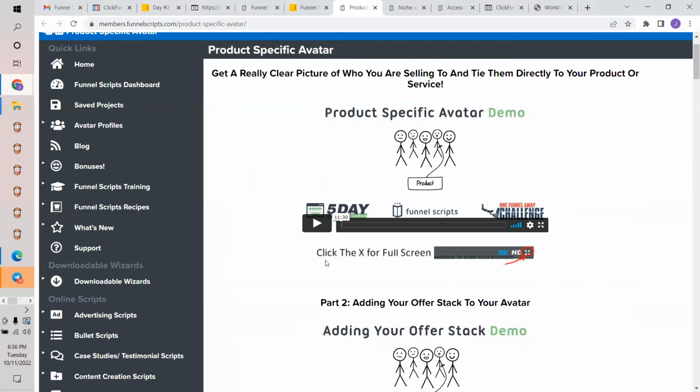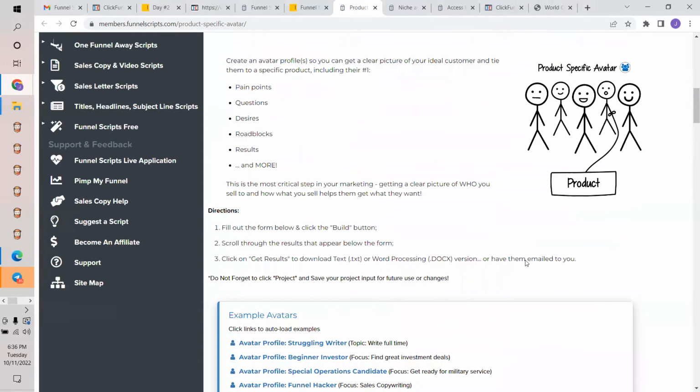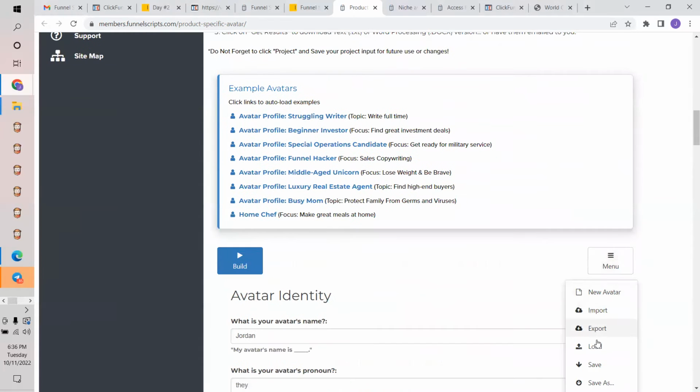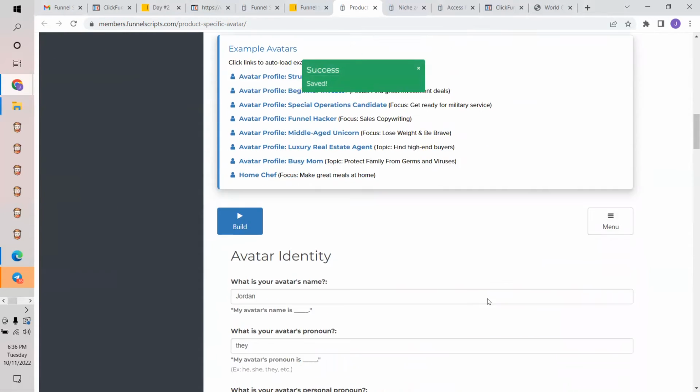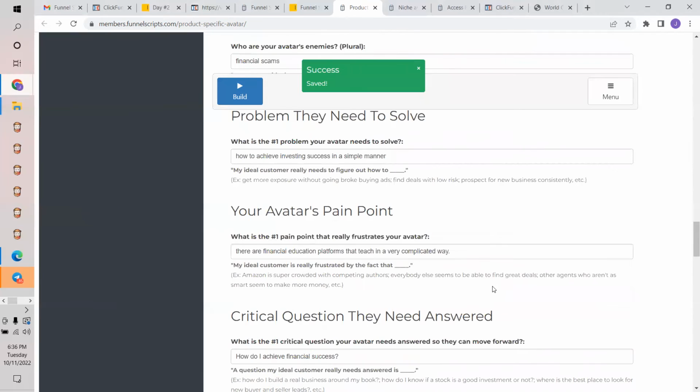So let's save this so I don't forget all this. I know I will. All right. So let's save.